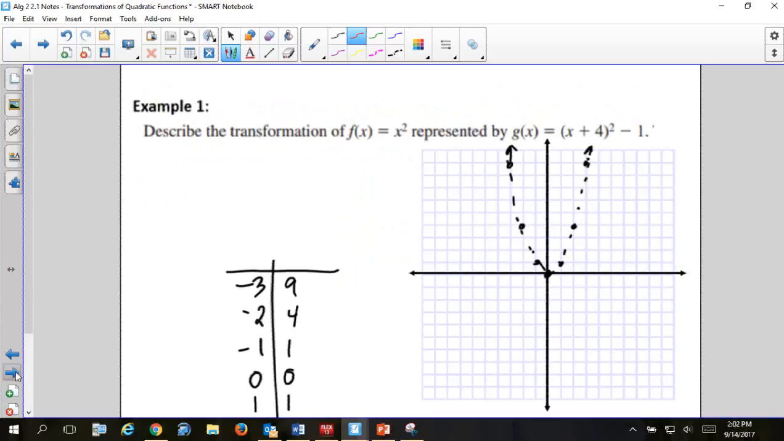So I'm going to go to example 1. If you guys can go find example 1. Graph your parent function. You don't necessarily need the table yet. Graph your parent function, and then we're going to describe the transformation. So go to example 1, graph your parent function, and then look at the equation and describe our transformation. The parent function that you've memorized.